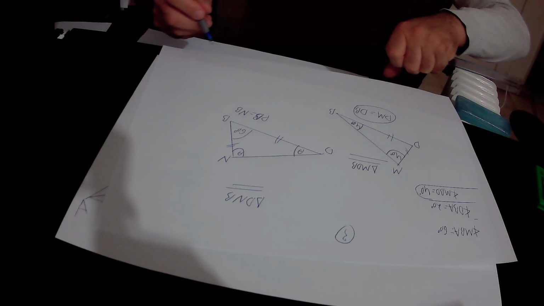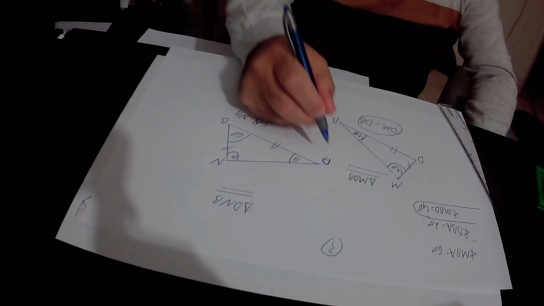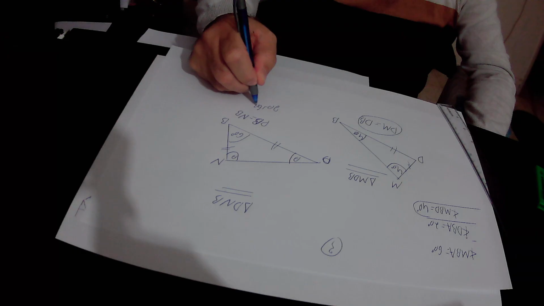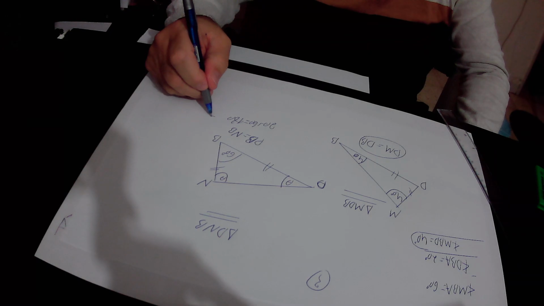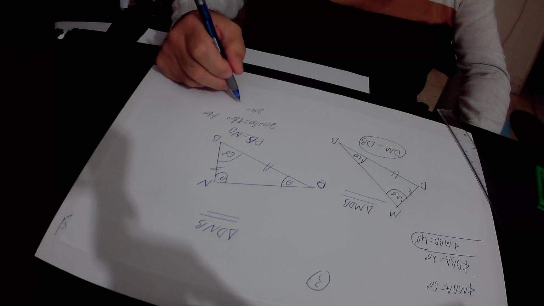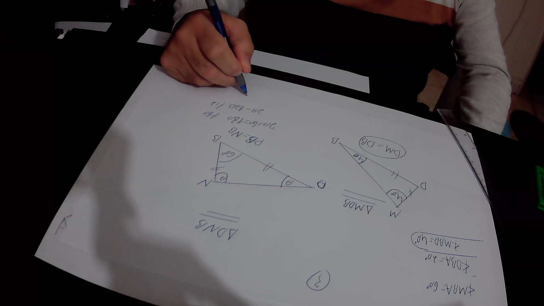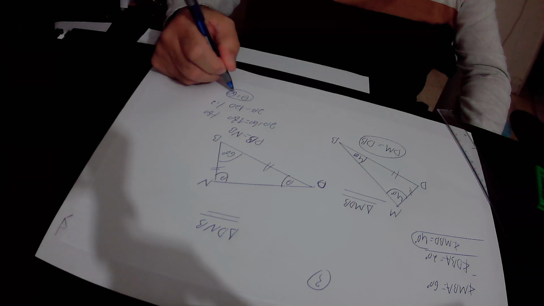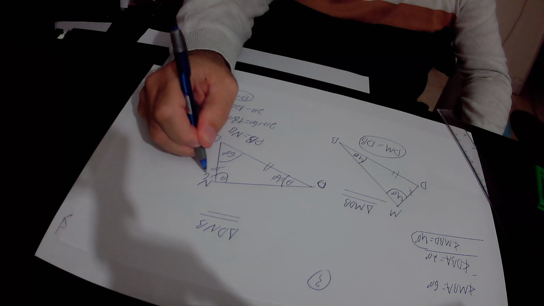In triangle NDB, the sum of the angles must equal 180 degrees. So theta plus theta is 2 theta, so 2 theta plus 60 degrees must equal 180 degrees. We subtract 60 degrees, and finally we get 2 theta equals 180 minus 60, which is 120. We divide by 2, and we get theta equals 120 over 2, which is 60 degrees. This angle theta equals 60 degrees, and this angle theta also equals 60 degrees.